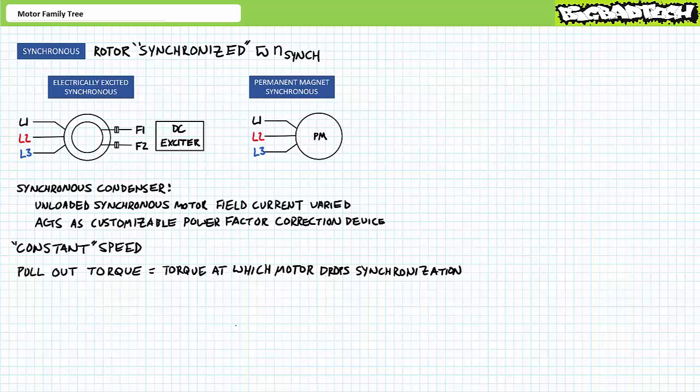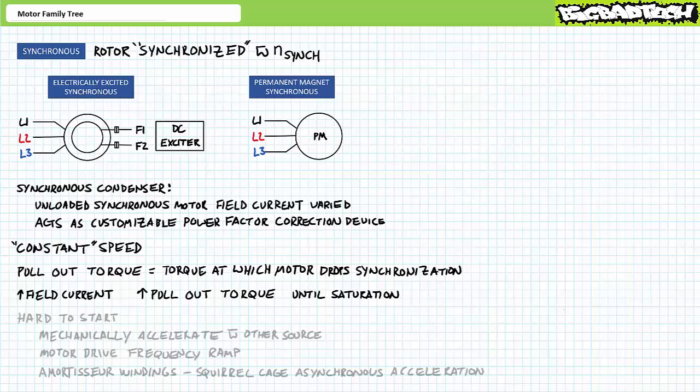Experimental verification labs may ask you to determine the pull-out torque for a synchronous motor, but realize this is not something you want to do on a regular basis. Pull-out torque is roughly linear, dependent upon field strength, although there are practical limits to this relationship, and at the upper limits of field excitation, we might expect the rotor electromagnet to reach saturation whereby pull-out torque starts to flatline.